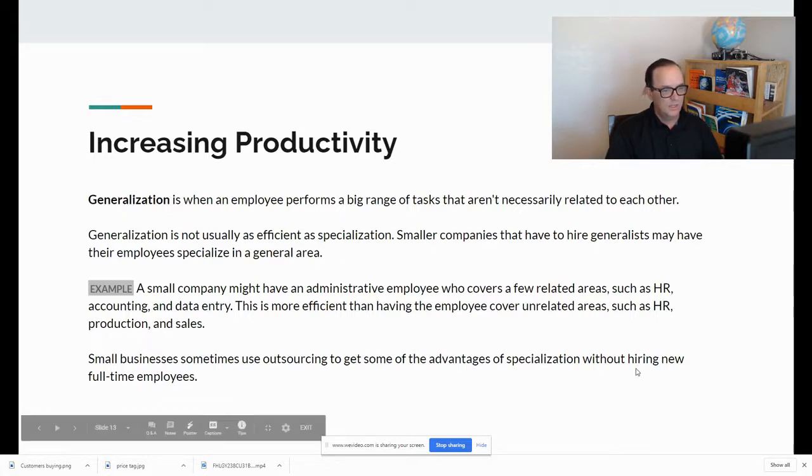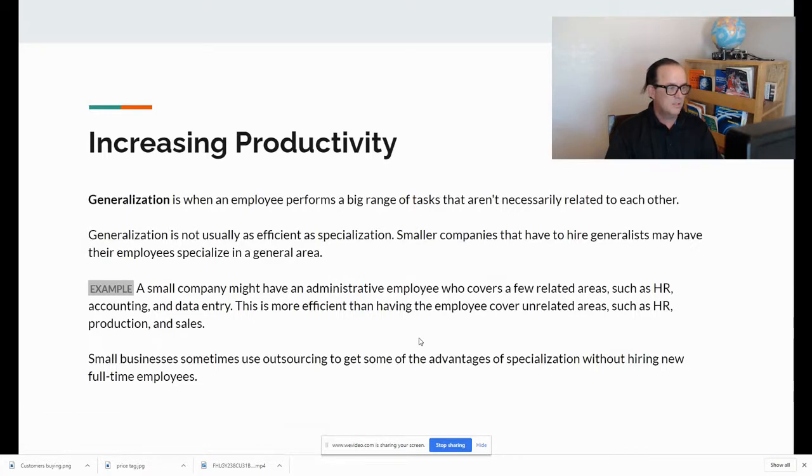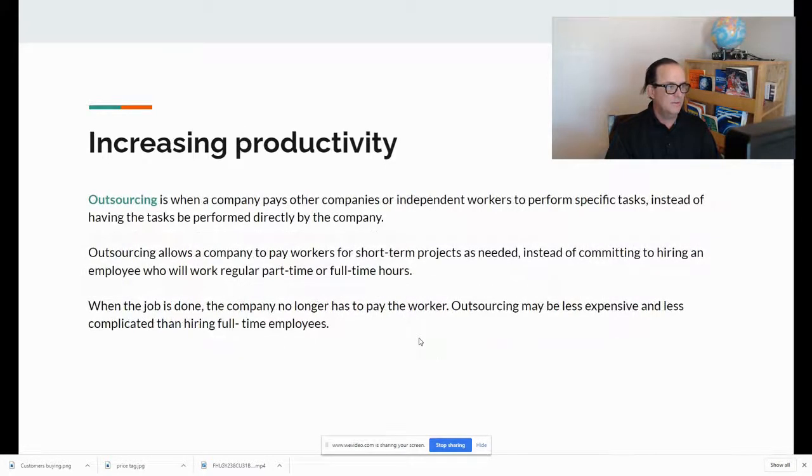And that's what generalization is. And small businesses usually have to do that. And then sometimes those people outsource. So maybe they're horrible at accounting, which a lot of people are. Maybe they're good at what they do, but they're not good at doing their financing. So they'll outsource that. So sometimes they do that with people or companies.